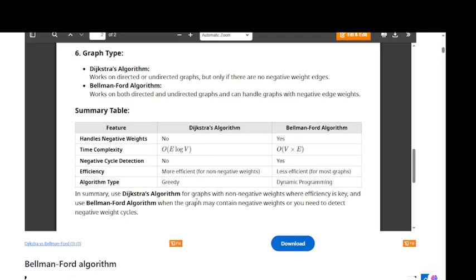So in summary, use Dijkstra algorithm for graphs with non-negative weights, where efficiency is the key, and use Bellman-Ford algorithm when the graph may contain negative weights or you need to detect a negative weight cycle.